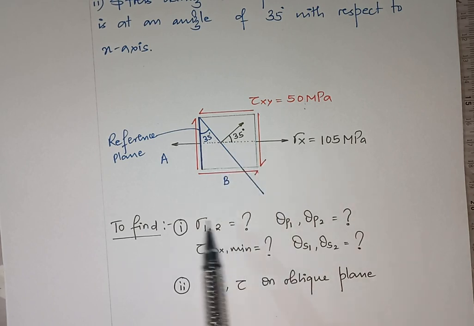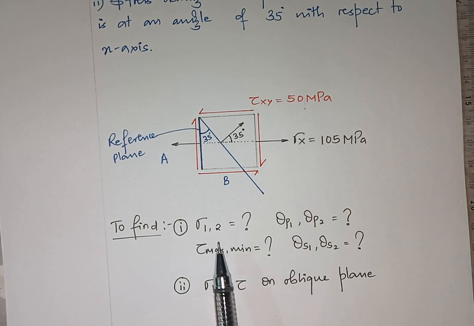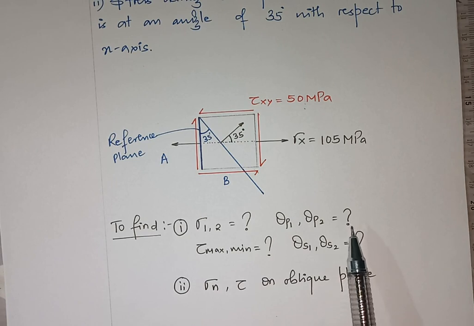So first I have listed what all things are to be found out. According to my first point in the question, I have been asked to find out the principal stresses and the location of principal stresses. Also, I have been asked to find out the magnitude of maximum and minimum shear stress and the location of shear stresses. And in my second bit, I have been asked to find out the normal stress and shear stress which will be acting on the oblique plane. With this backdrop, let us start with drawing of the Mohr circle.